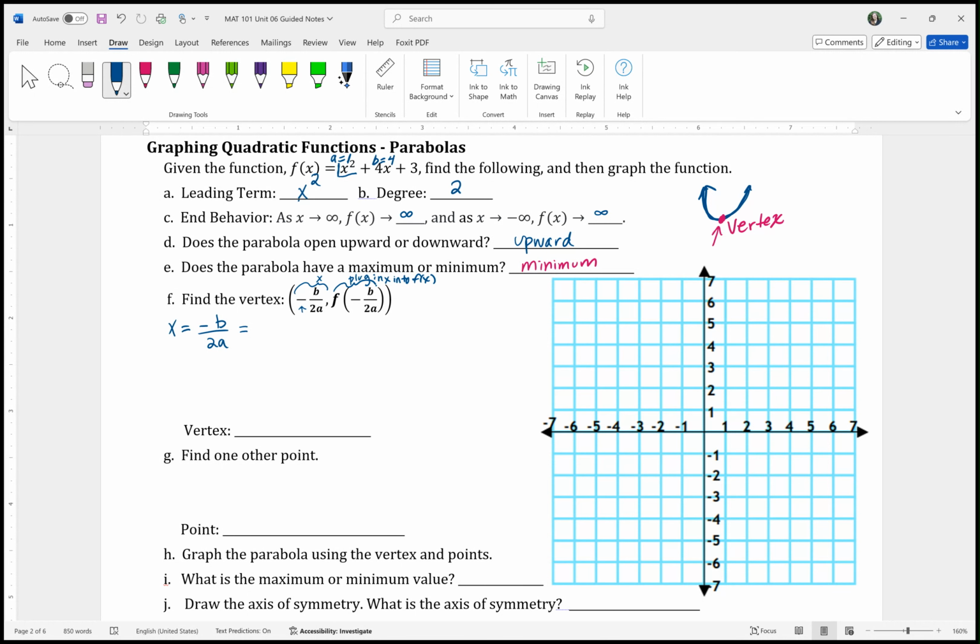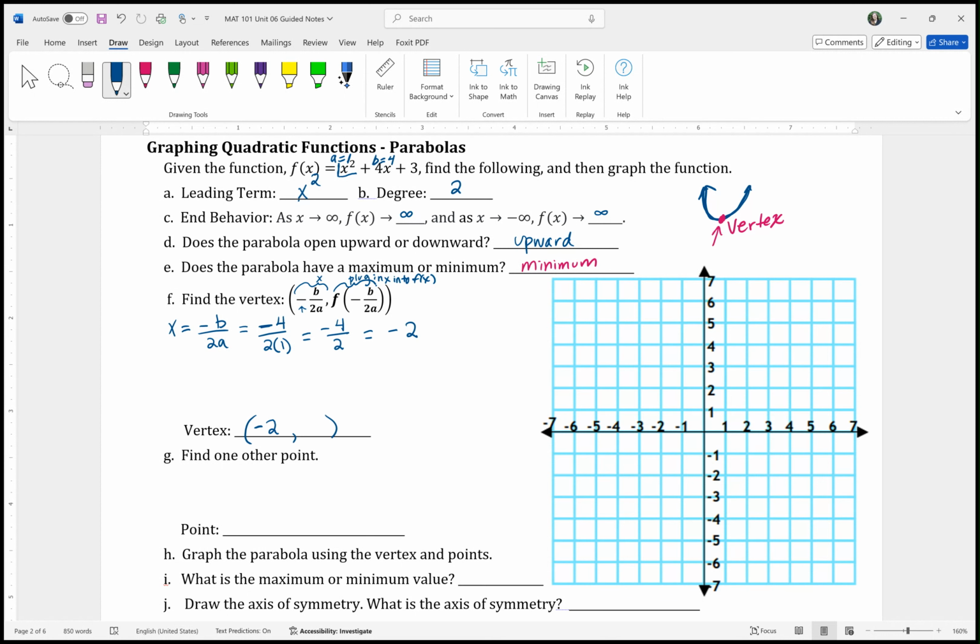Plugging this in, we would have negative 4 over 2 times a, where a is 1. So this would be negative 4 over 2. Simplifying that, we get negative 2. So that is our x value. And again, this is a point that we need to plot. Our vertex is going to have an x value and a y value, and we now know that the x value of this point is negative 2.